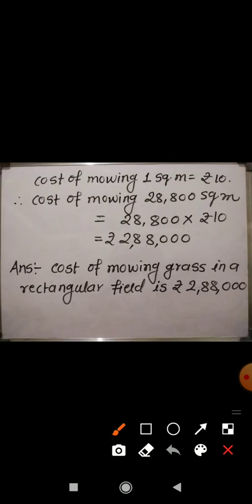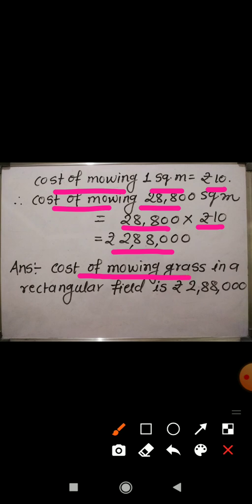See, the cost of mowing grass per square meter is 10 rupees. But the area of the rectangular field is 28,800 square meter, right? Hence, the cost of mowing 28,800 square meter area will be 28,800 into 10 rupees, which comes to 2,88,000. Hence, the final answer, what is the cost of mowing grass? The cost of mowing grass in a rectangular field is 2,88,000 rupees.